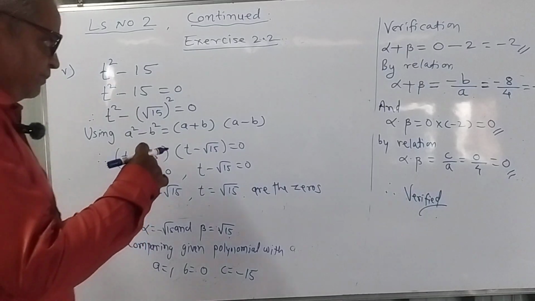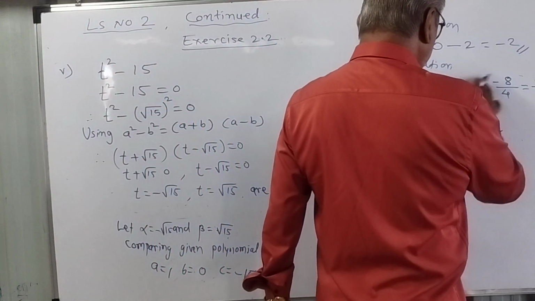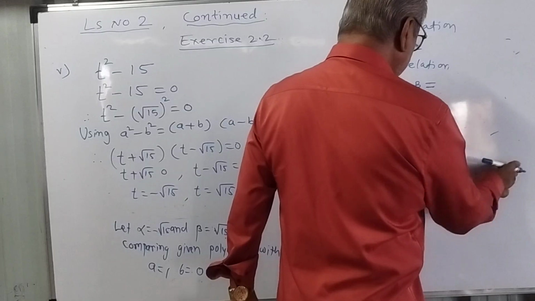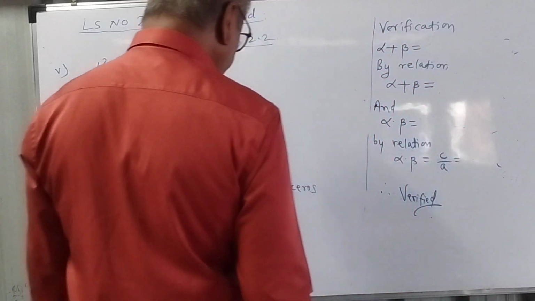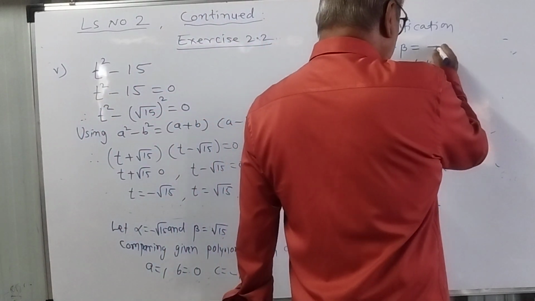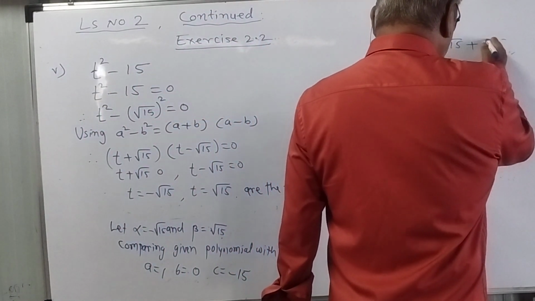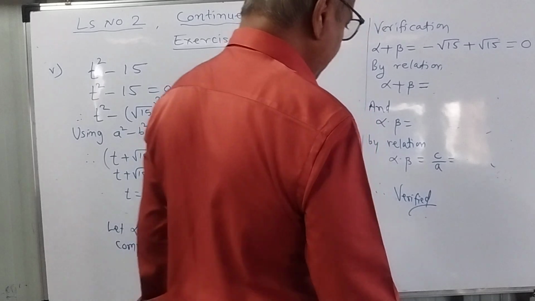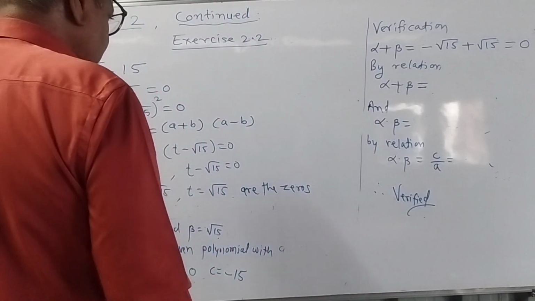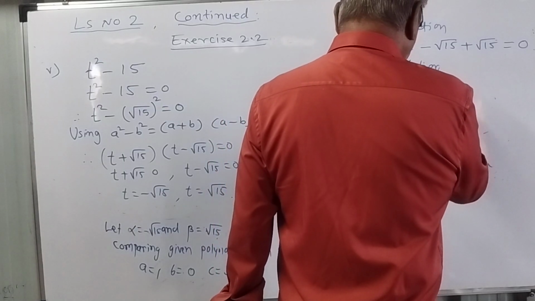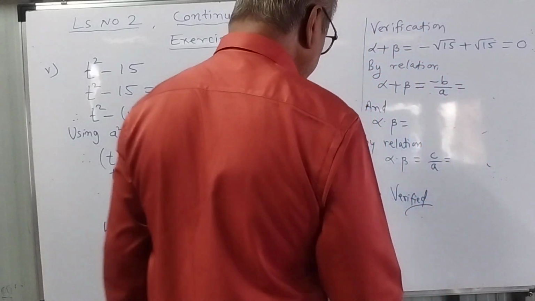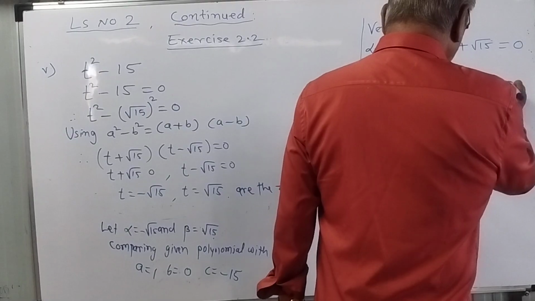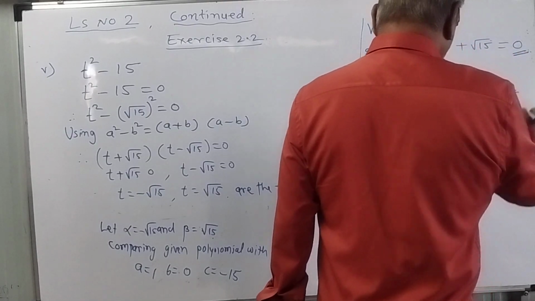Now verify the relationship. Alpha plus beta, that is minus root 15 plus root 15. So minus root 15 plus root 15 will be 0, and by relation alpha plus beta is minus b upon a. What is b here? b is 0. 0 upon a is 1. 0 upon anything is 0. So sum of the zeros is verified.